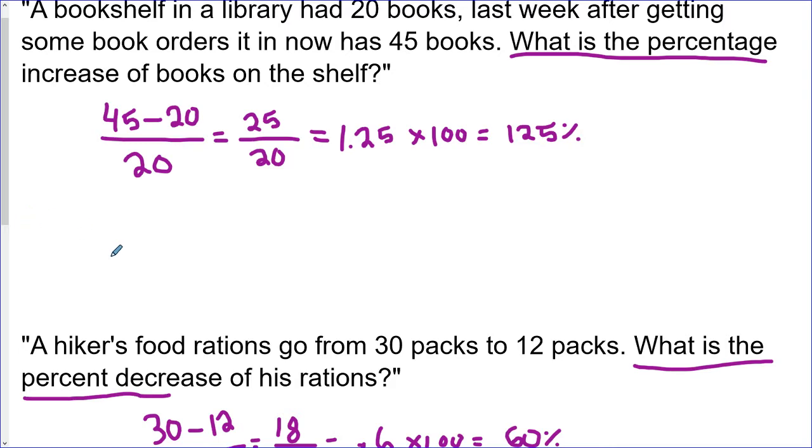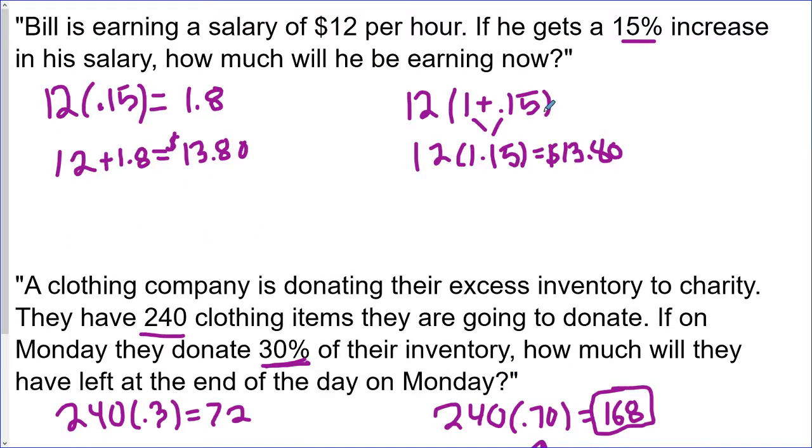This big minus small over the original. This is to find the percent. If it's not, if it's asking you to increase something by 15%, or if it's asking you to decrease something by 30%, then you use this method here, which is either one or two steps depending on which one you want to use.